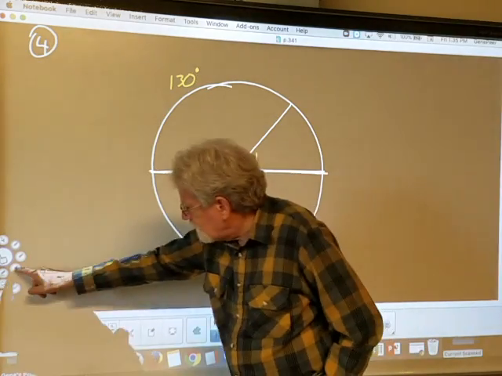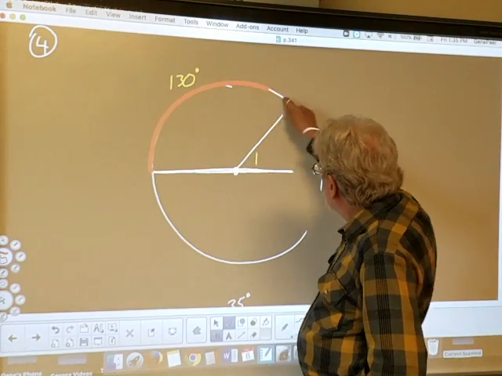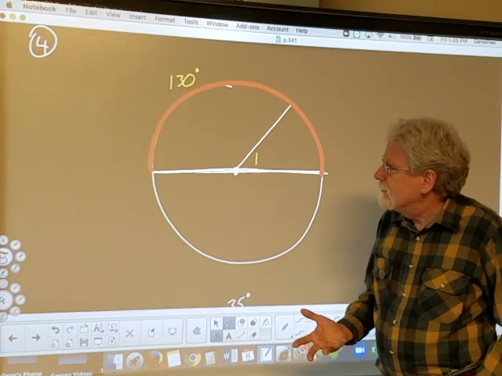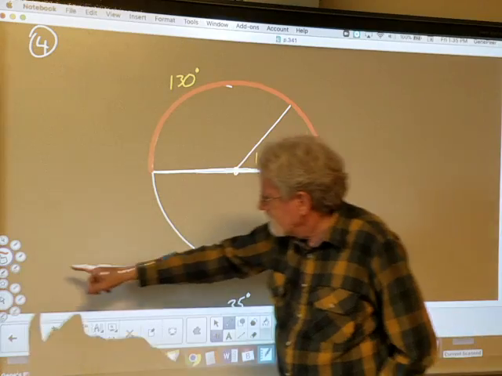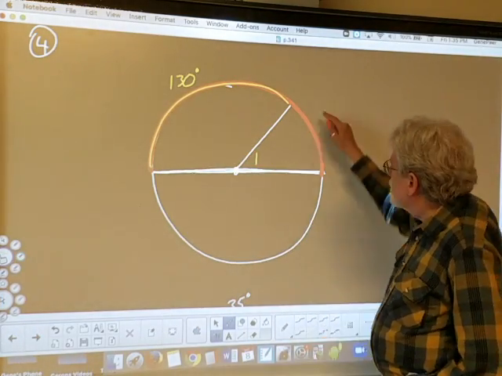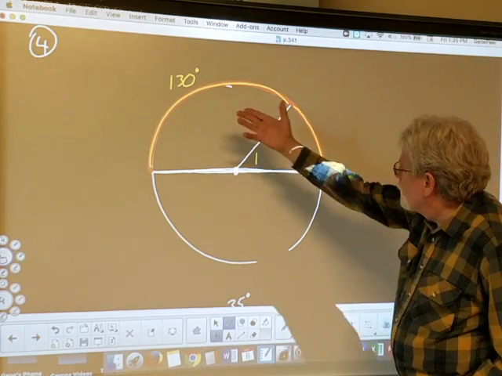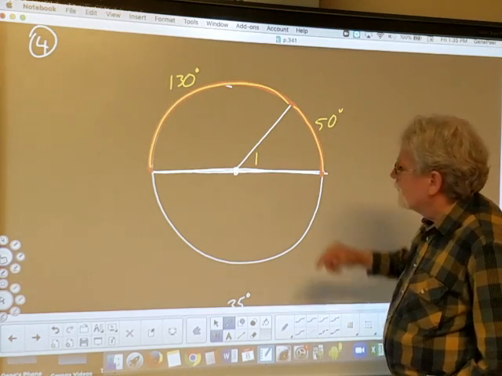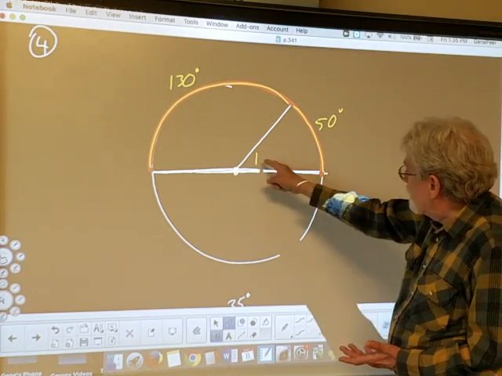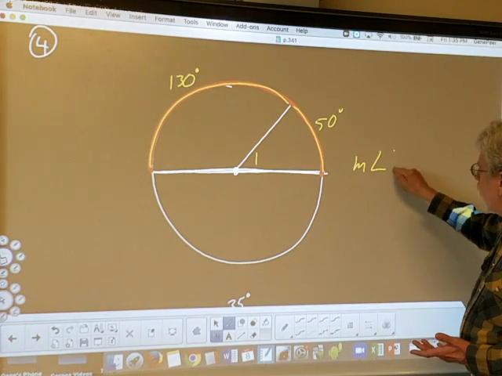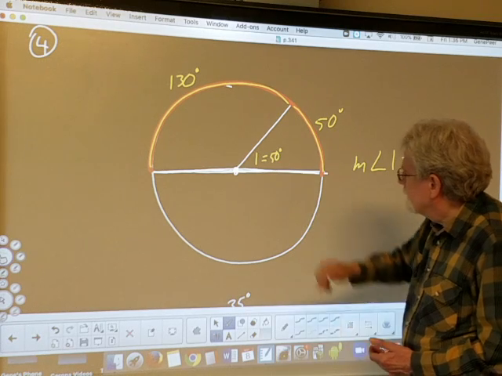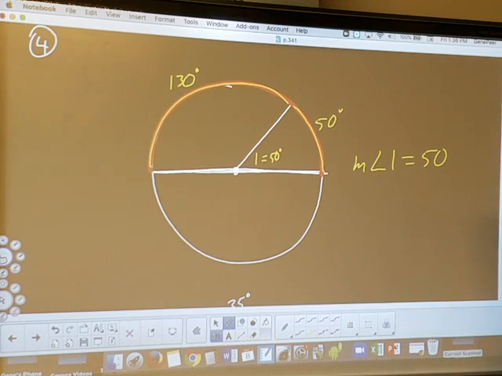So if that's a diameter, then we know that a semicircle is going to have a measure of 180. So if the whole thing is 180, and this is 130 from here to here, what's that leave for this arc? Well, 130 plus 50 gives 180. And then again, by the definition of arc measure, if the arc is 50, then the angle must be 50, so the measure of angle 1 is 50. And we've got it. And we move right on to number 6.